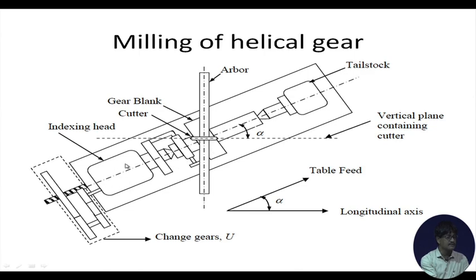How is the indexing head set up? You can see at the bottom there is this lead screw of the machine table sticking out. It can be seen from the top. Now, this dotted line is showing a gearbox. It is called change gears U. So, it is taking its input from the lead screw. For the time being, we will look at it this way. It is taking its input from the lead screw, and through a set of change gears, the power is ultimately coming to the index plate.